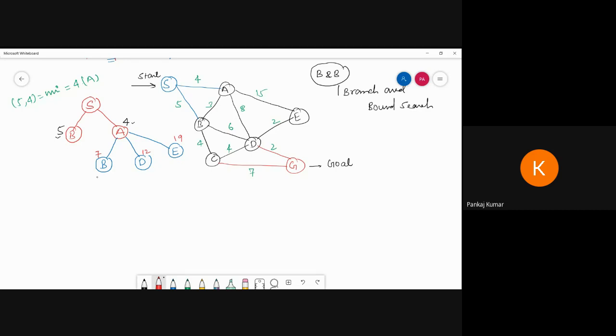Now again we can calculate and find all the leaf values, which one is the minimum. So the cost of B is 5, that tells us the minimum cost is 5. Then the cost of B is 7, then the cost of D is 12, then the cost of E is 19. So among all the leaves, which one is the minimum? So we are going to explore this one, the minimum value. So I am going to explore the B node now.